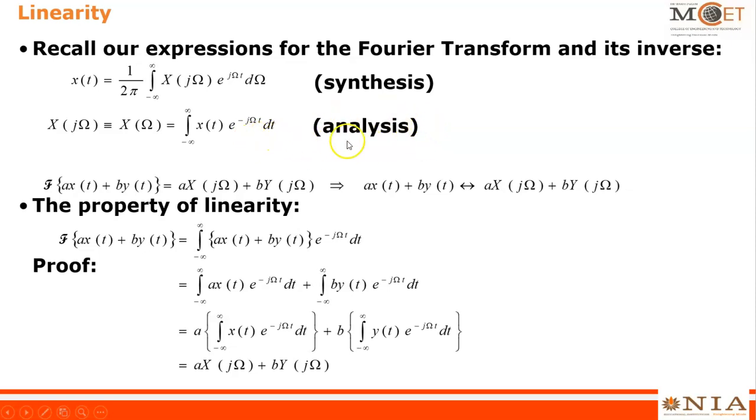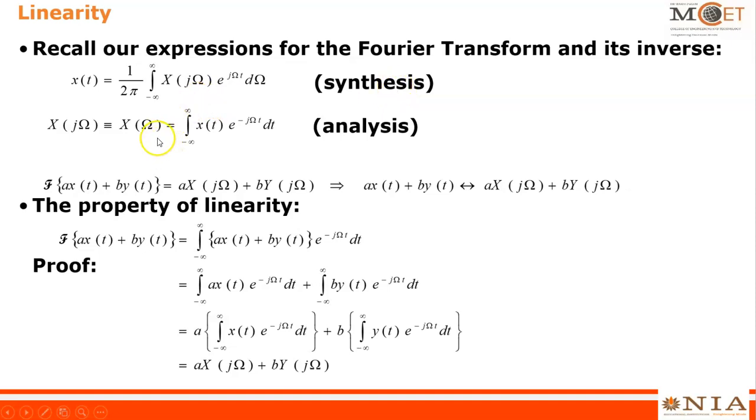This is otherwise called as analysis equation, followed by the inverse Fourier transform equation, which is written as x of t is equal to 1 by 2 pi, integral varying from minus infinity to plus infinity X of j omega. This is the Fourier transform value of x of t. Since we are taking inverse Fourier transform, we are considering inside the integration X of j omega into e power j omega t d omega. Here we are integrating this function with respect to omega. This is otherwise called as synthesis equation.